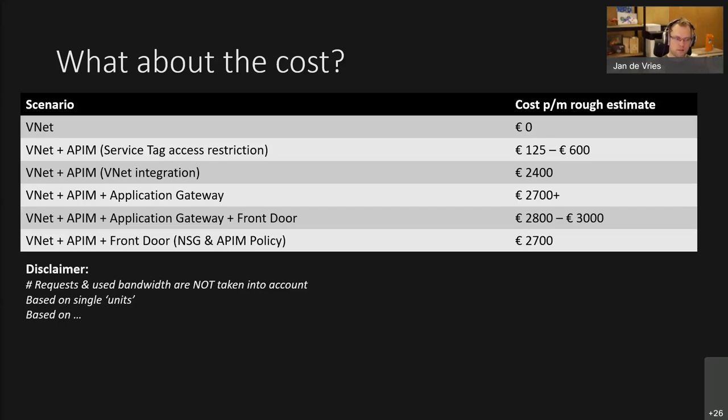Then adding the application gateway in the mix sets you back another 300 euros per compute unit of application gateway, which might be worth it to you, depending on, as I mentioned, the type of customer and project. And obviously adding Front Door, which will set you back another 100 to 300 euros, depending on which type of Front Door you're using, the standard or premium feature, the preview Front Door, that is.